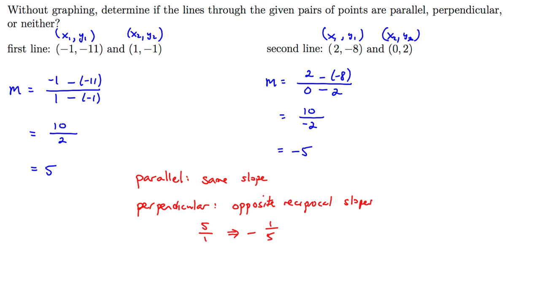In contrast, a slope of -5 over 1, its perpendicular slope would be a positive 1 over 5. Well, 1/5 is not the same as the slope of our first line. Because these lines have neither the same slope nor opposite reciprocal slopes, these lines would be neither.